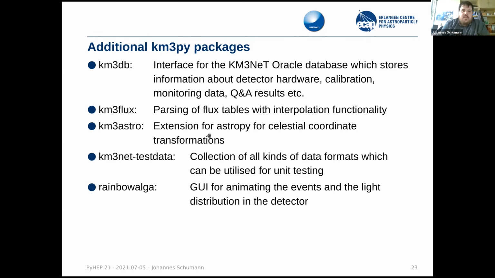KM3Astro is an extension for AstroPy for celestial coordinate transformations, with focus on the detector position. This package I've already used in the code. We have there KM3NeT test data, a collection of all kinds of data formats we use for unit testing, for example. And Rainbow Alga, we have there also a GUI for animating events and the light distribution in the detector. So with that, I come to my summary.